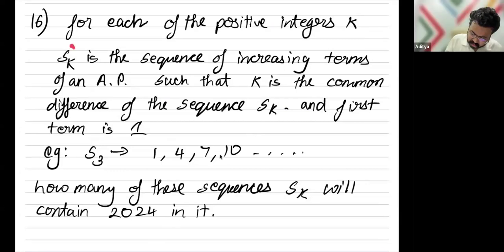What is the meaning of S? See, I am just denoting a sequence by Sk. Is that what you're asking? Sumit, correct. Good.